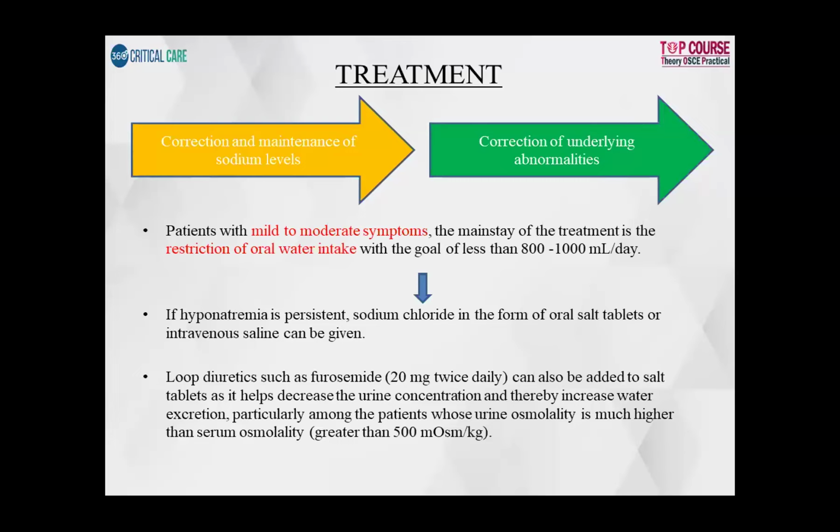So even with fluid restriction, if there is persistent hyponatremia, then you start giving sodium chloride from outside. That is either in the form of oral salt tablets, or in the form of intravenous normal saline. Okay, this is in cases of mild to moderate symptoms. And in those patients who have a hypervolemic state or whose urine osmolality is greater than 500, in such cases, a small dose of loop diuretics can be tried along with the above treatment. Okay, this is in case of mild to moderate symptoms.